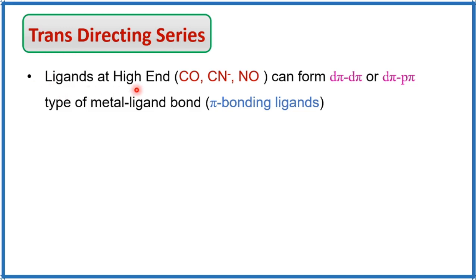The ligands present at the high end, like CO, CN minus, NO, that is carbonyl, nitrosyl, cyano, can form pi bonds with the metal. That means there is a possibility of formation of a pi bond between the metal and these types of ligands, so they are called pi bonding ligands. The ligands having greater trans directing ability have the chance to form pi bonds with the metal, and these pi bonding ligands occupy the high end of the trans directing series.